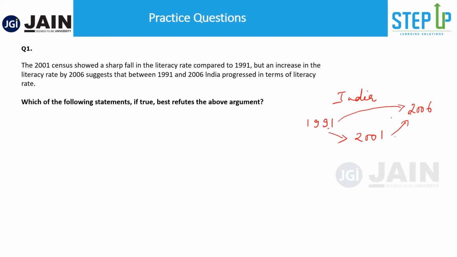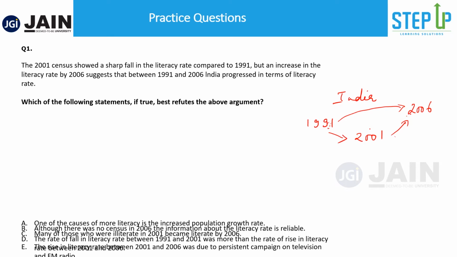So the question is, which of the following statements, if true, best refutes the above argument? So we have to refute the above argument. We have to weaken the above argument. We have to somehow show that this is not true, that India did not progress between 1991 to 2006. So when can that happen? That could happen either when the data is not valid or when this decrease is not as much as the increase here, right? So any argument which refutes that, which denies that, should be somewhat our answer, right? So we are thinking of an answer before going to the options. Okay, let's look at the options.